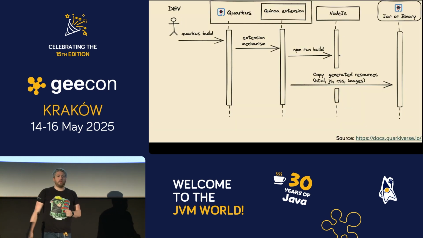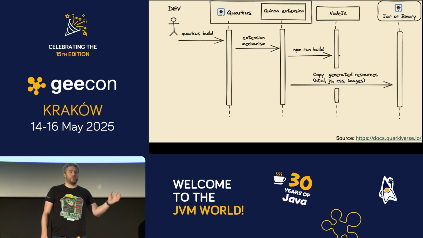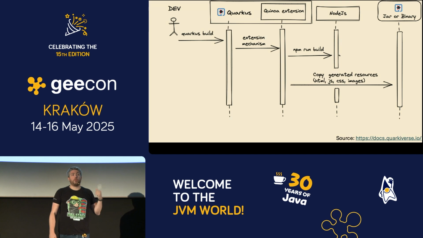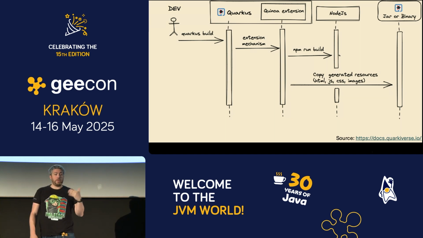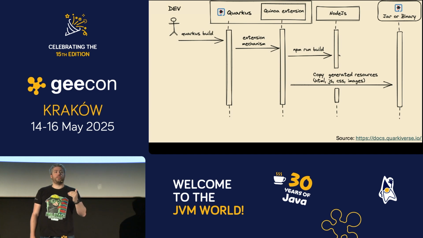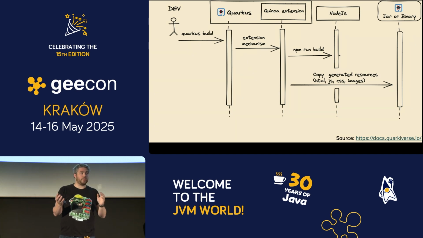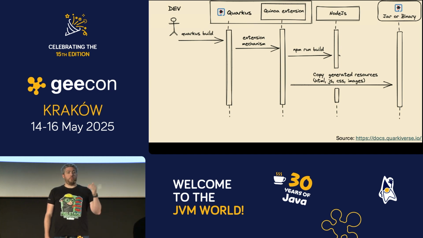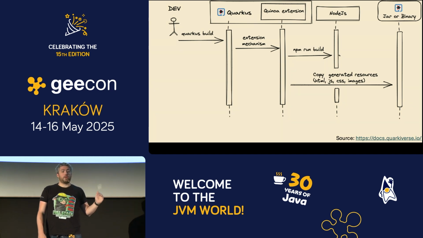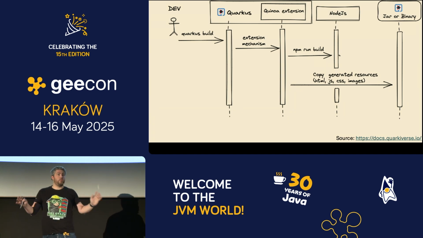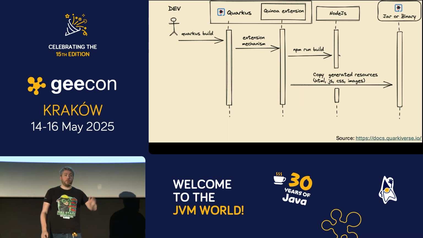So how does it work? Quinoa is an extension in Quarkus, and when you build your application, what Quarkus will do is call the extension and say, please build the front end. And Quinoa will look in your package.json, in your Node front end, and run the npm run build for you. And when it's done, the Quinoa extension will copy all the resources generated by this build and put them in the right place in your jar file for you. So you don't have to figure out how to do that, it will do it for you.